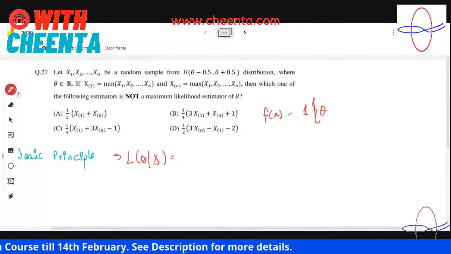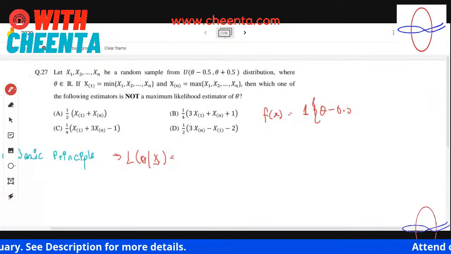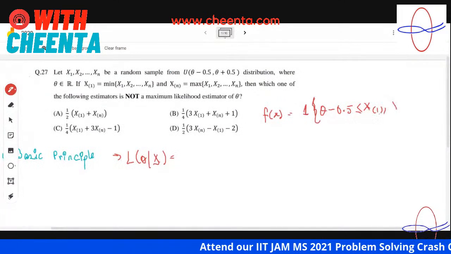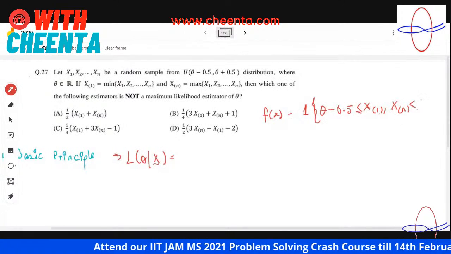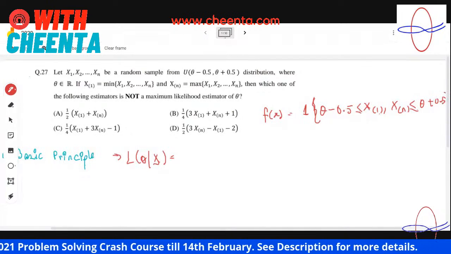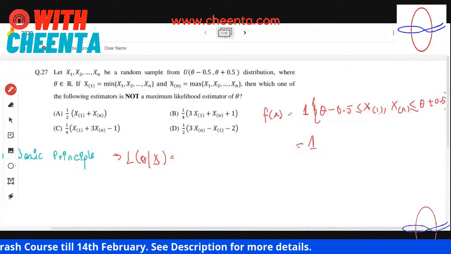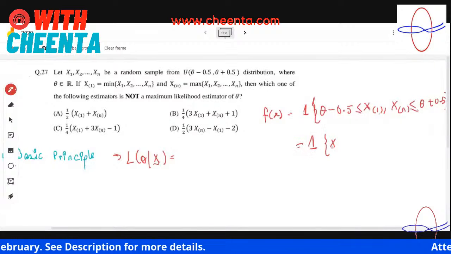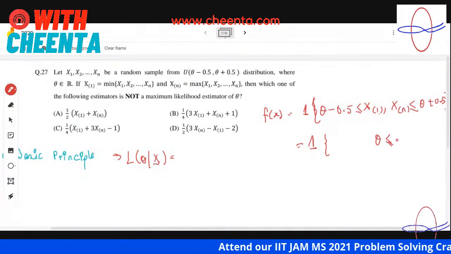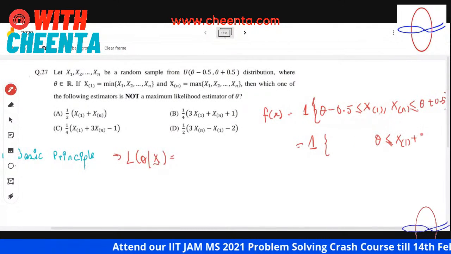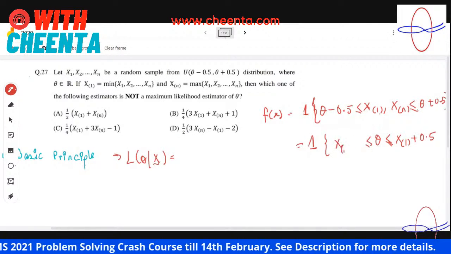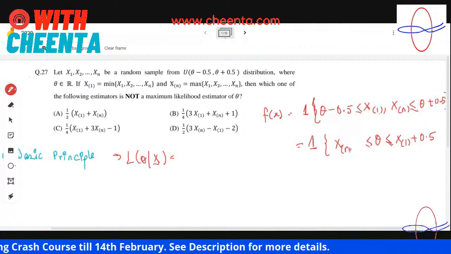So theta minus 0.5 is less than or equal to x1, and xn is less than or equal to theta plus 0.5. You can also write it as an indicator, although it's not a random variable. So that gives the bounds on theta: theta is less than or equal to x1 plus 0.5 and greater than or equal to xn minus 0.5.